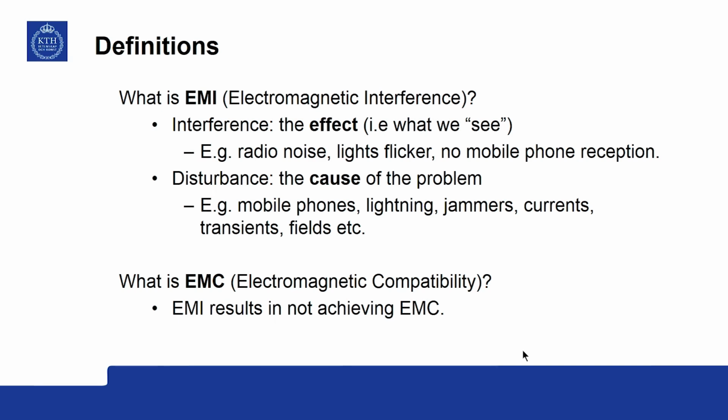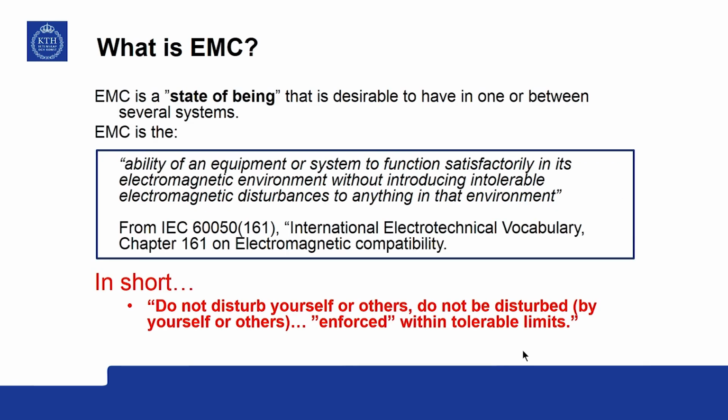And EMC is defined as follows. When you have an electromagnetic interference issue, you are not achieving electromagnetic compatibility between the source and the receptor. This is called EMC, electromagnetic compatibility. So, we say that we achieve, it is a kind of a state, electromagnetic compatibility if there is no electromagnetic interference, or we call it electromagnetic interference only if it causes a problem. So, if we do not have this problem between two systems, we say that okay, we have achieved EMC. So, EMC is a state of being that is desirable to have in one or between several systems.